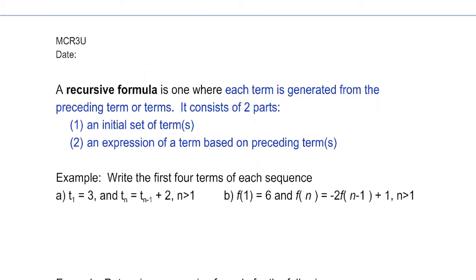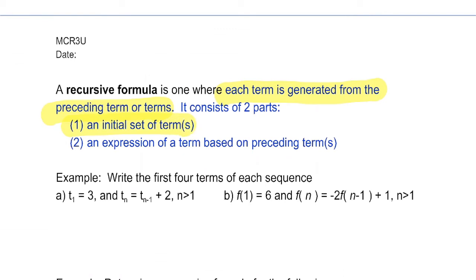So by definition, it's where each term is generated from the preceding term or terms. So for every recursive formula, you're going to have two parts. So when I ask for a recursive formula, you must state two parts. You must state the two parts because one without the other doesn't make sense, and it's incomplete in that sense. So the first thing is that you need the initial set of terms or the starting point. What are your starting conditions?